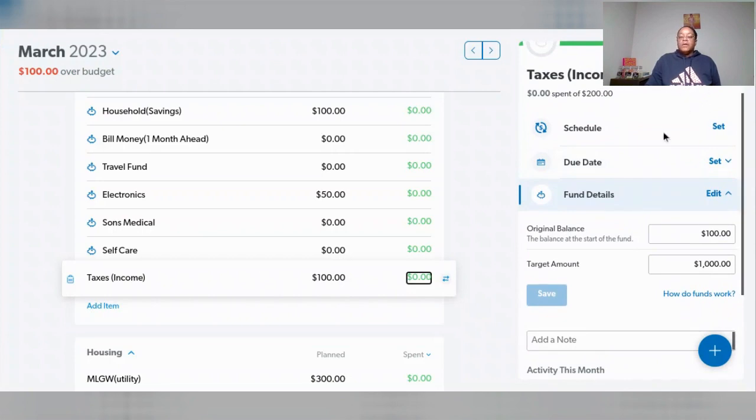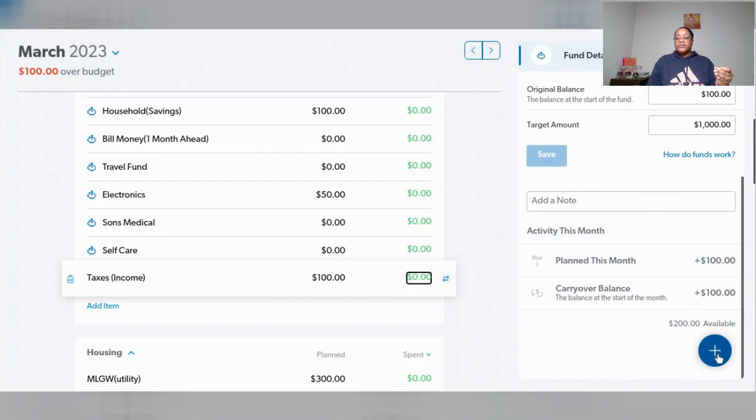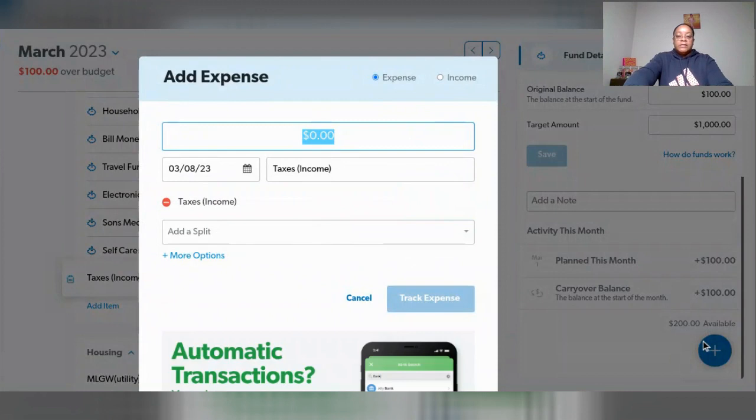So there we go. Now, one of the more difficult things that I always have is tracking when I spend from my sinking funds. My cash envelopes, I document with the cash envelope tracker. My sinking funds, I document on paper with my sinking funds tracker. Sometimes I forget to go and put these transactions in here. To me, the easiest thing to do is to come in here and create a transaction. So I'm going to click this plus sign and add a transaction. Let's say I paid my taxes, we'll say March 8th, and then track the expense.